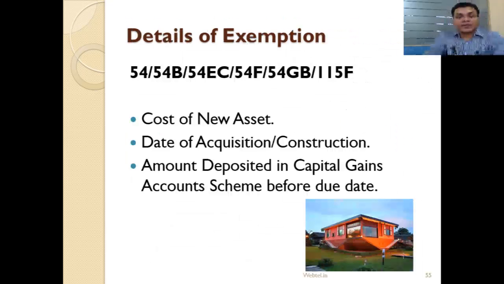Now another important thing, details of exemption are to be given. Earlier you just needed to give the amount of cost of the asset, etc. Now the cost of the new asset, date of acquisition or construction, amount deposited in the capital gains account scheme before the due date, all this information needs to be given for each asset. Please do it religiously.